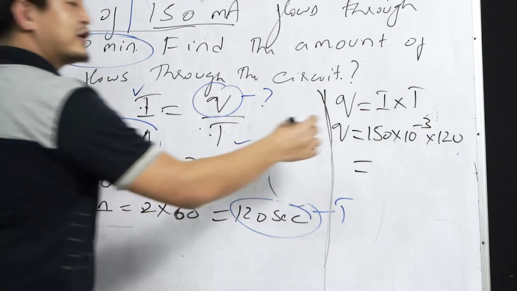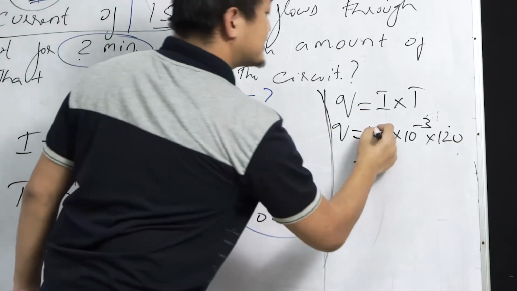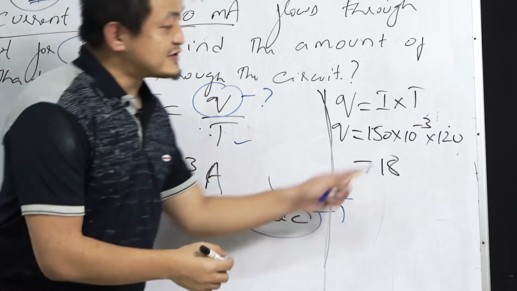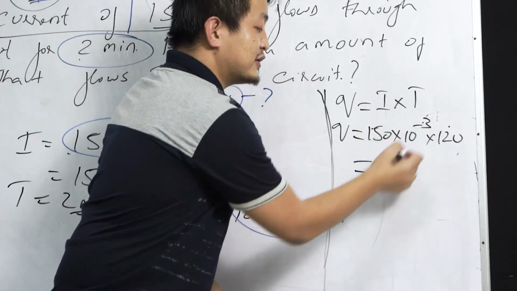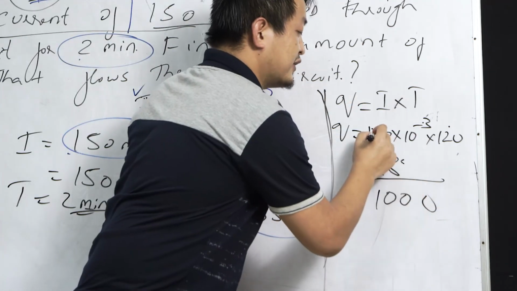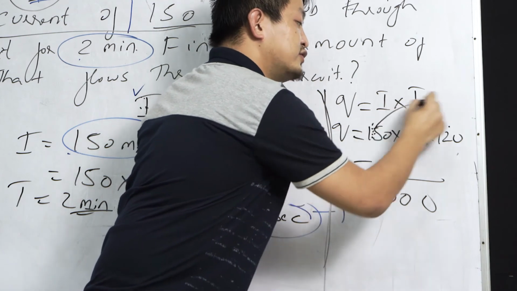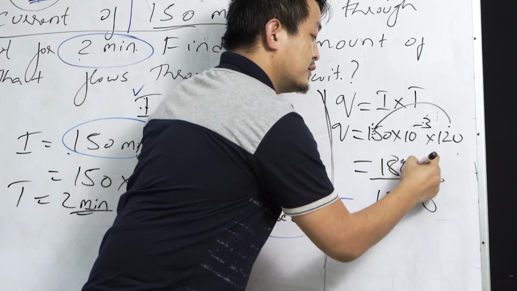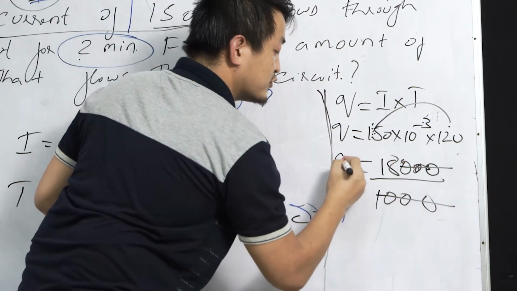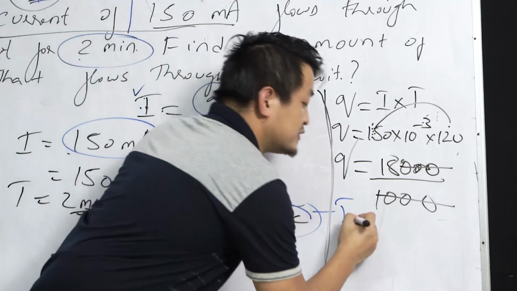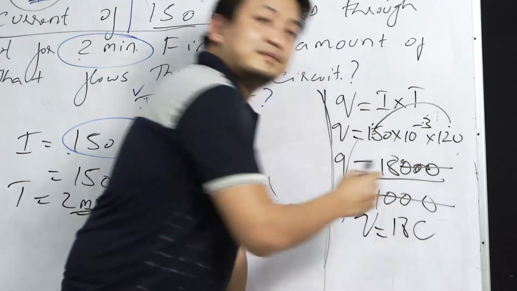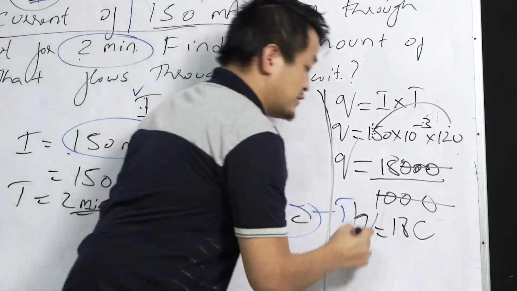Now students, you can multiply this one and you will get 18. If you multiply 150 into 120 and account for the minus 3 power, we can cancel this 30, so we get 18. Clear? So charge is 18. The SI unit of charge is coulomb. So this is our answer.